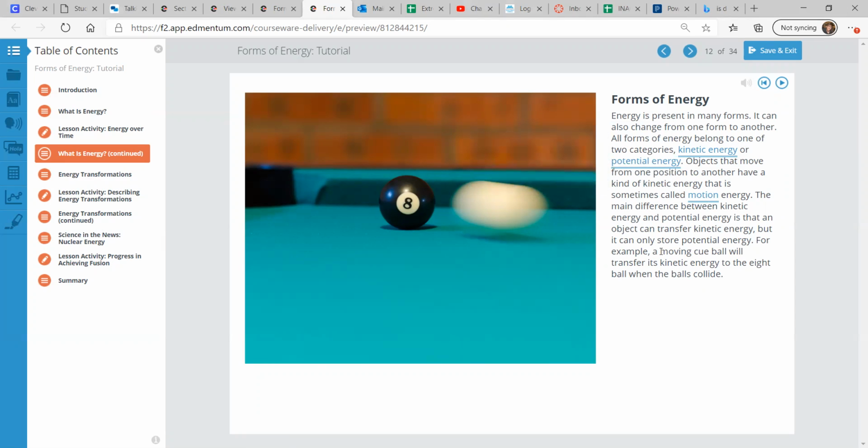Objects that move from one position to another have a kind of kinetic energy that is sometimes called motion energy. The main difference between kinetic energy and potential energy is that an object can transfer kinetic energy, but it can only store potential energy. For example, a moving cue ball, this white ball here, will transfer its kinetic motion energy to the eighth ball, this black ball here, when the balls collide.